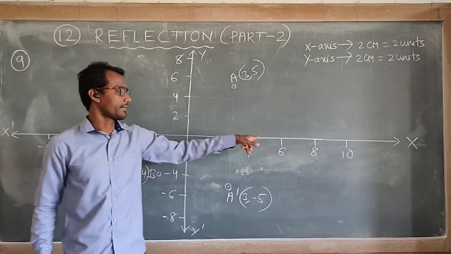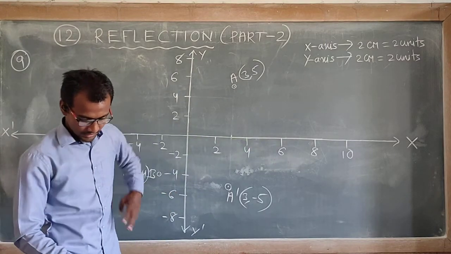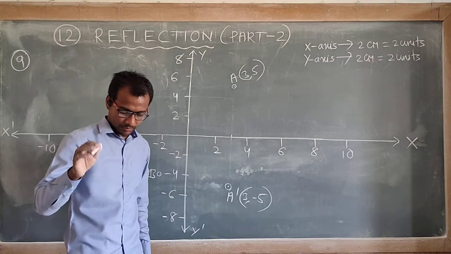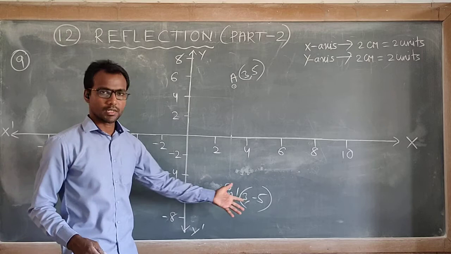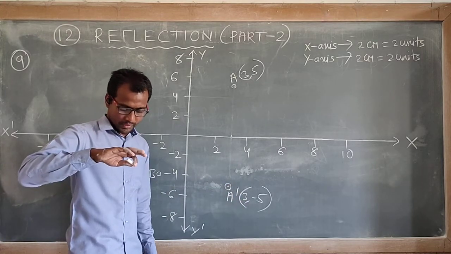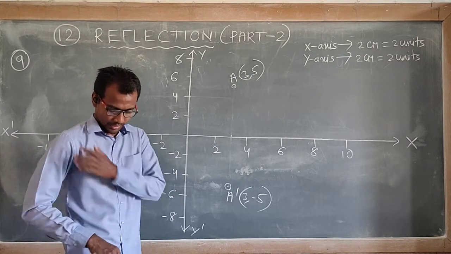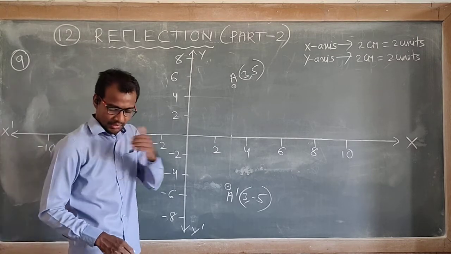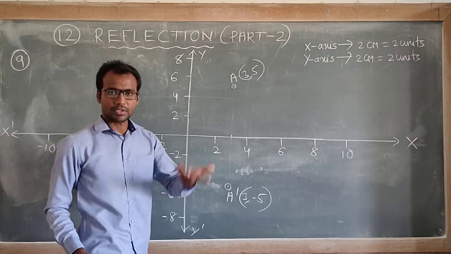Image of A when it is reflected in the line in the x-axis. Then write down the coordinates of A dash and plot it on the graph paper. Okay, this is the point and coordinates. B dash is the image of B when reflected in the y-axis, followed by reflection in the origin. So first we will reflect B in the y-axis, then in the origin.